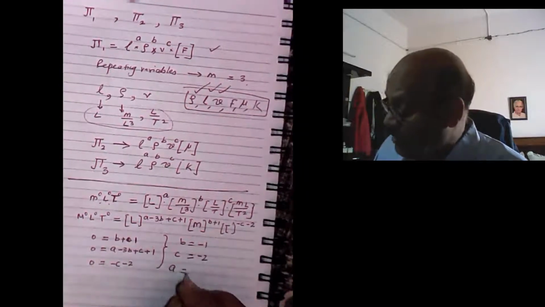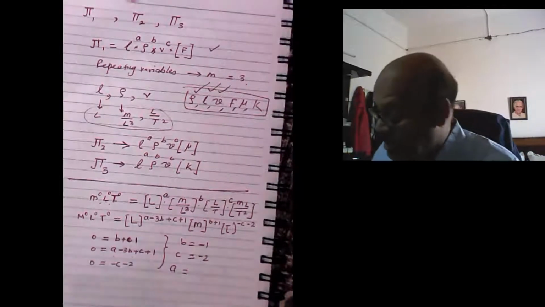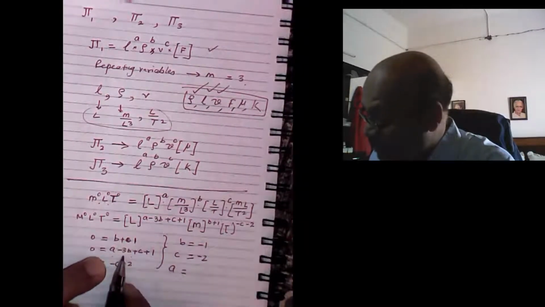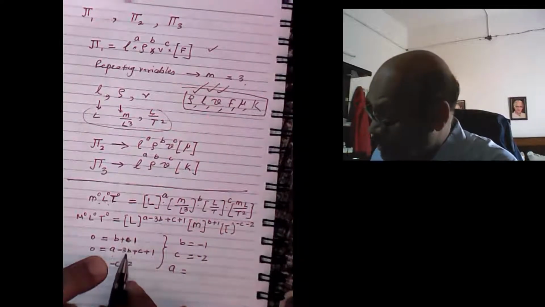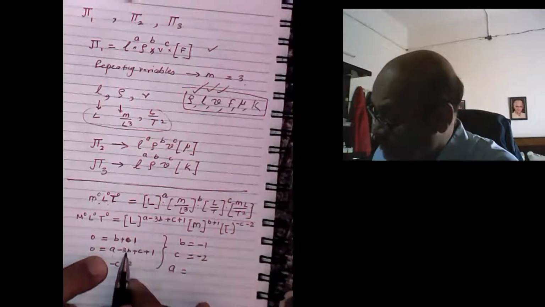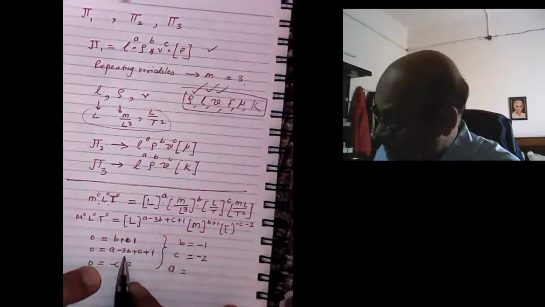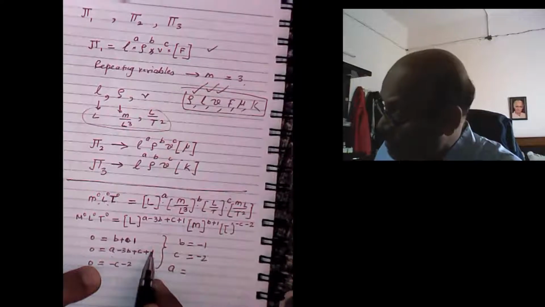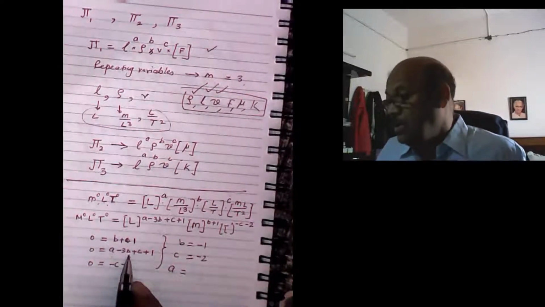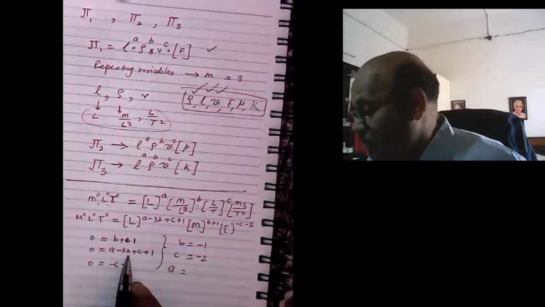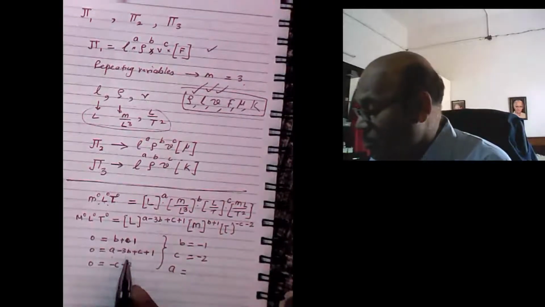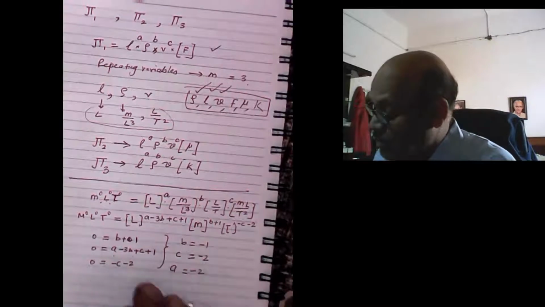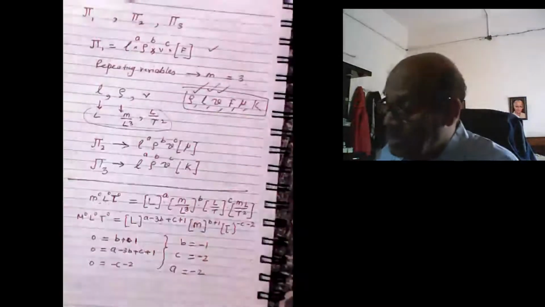and a equal to, when you substitute a and b in this, you will get a equal to, so b equal to minus 1, so this is plus 1, minus 1 into minus 3, so that is plus 3, plus 1 plus 4, plus 4 minus 2 is equal to plus 2. So a equal to minus 2. So substitute here in this relationship.